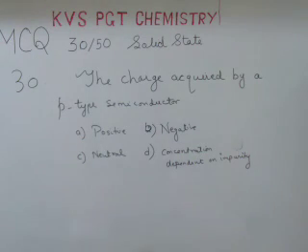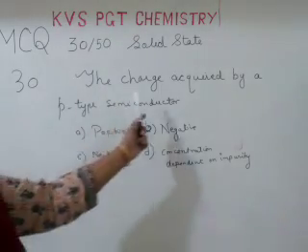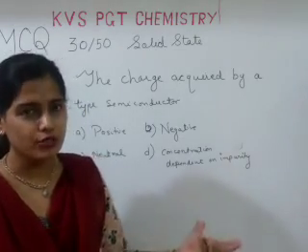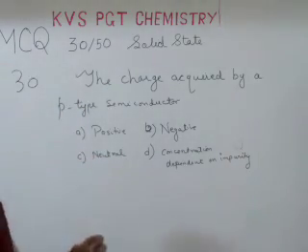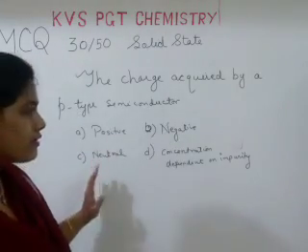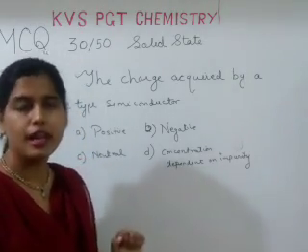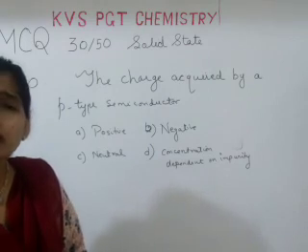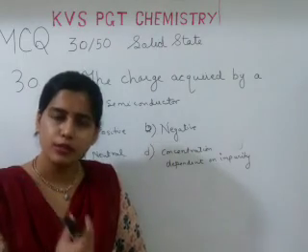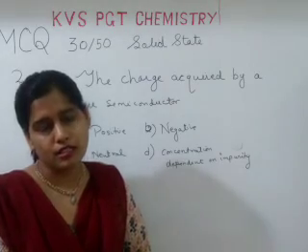So my dear children, here we have the last question of this set, question number 30. See what is asked. The charge acquired by a p-type semiconductor. This is also one of the intellectual questions. See, पूछा है कि p-type semiconductor में क्या charge होगा. It may be positive, negative, neutral, or it is dependent on the concentration of impurity added. So my dear children, in making of a p-type of semiconductor, what you do, you doped silicon or germanium crystal with a group 13 members so as to get a p-type of semiconductor. Now what happens?